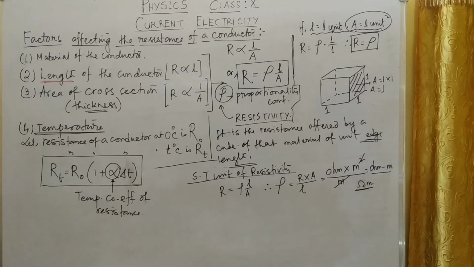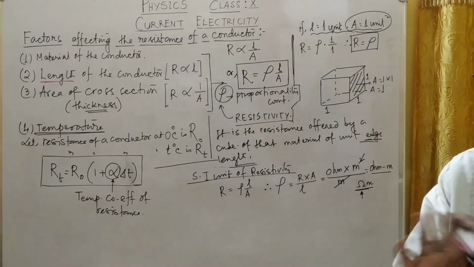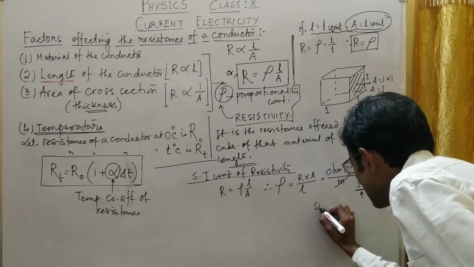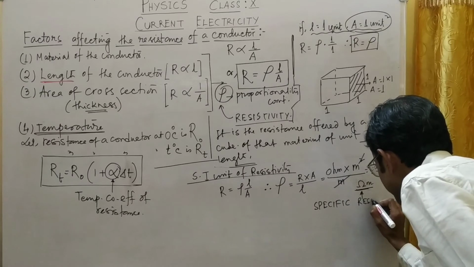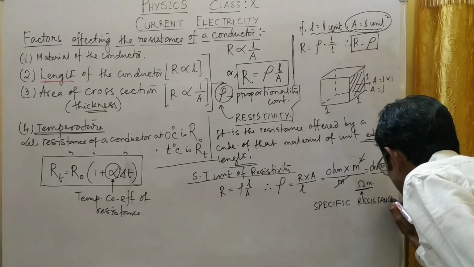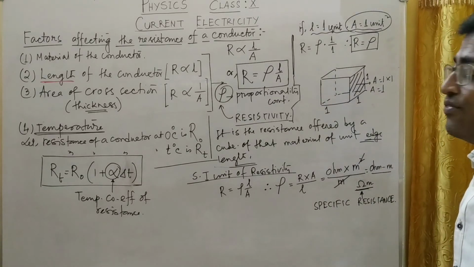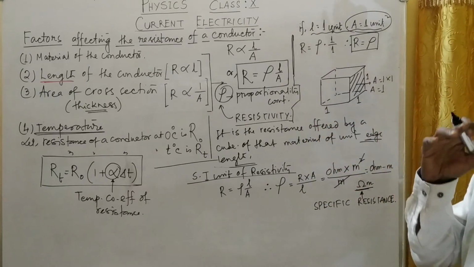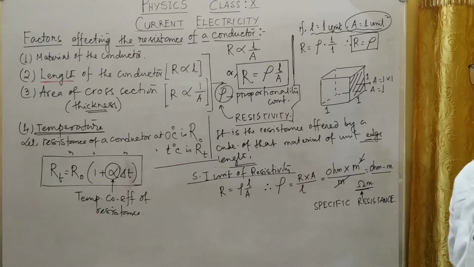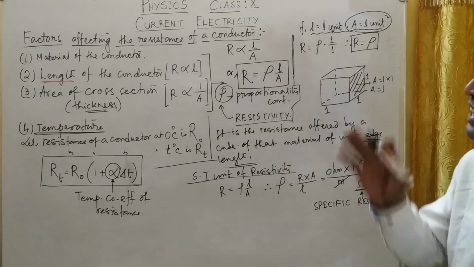Remember, another name given to resistivity is specific resistance. Those two are the same terms. So this is called specific resistance. We have learned something very important. This will come up somewhere or other. They definitely give this type of question related to resistance, resistivity, SI unit, VI graph, and so on.